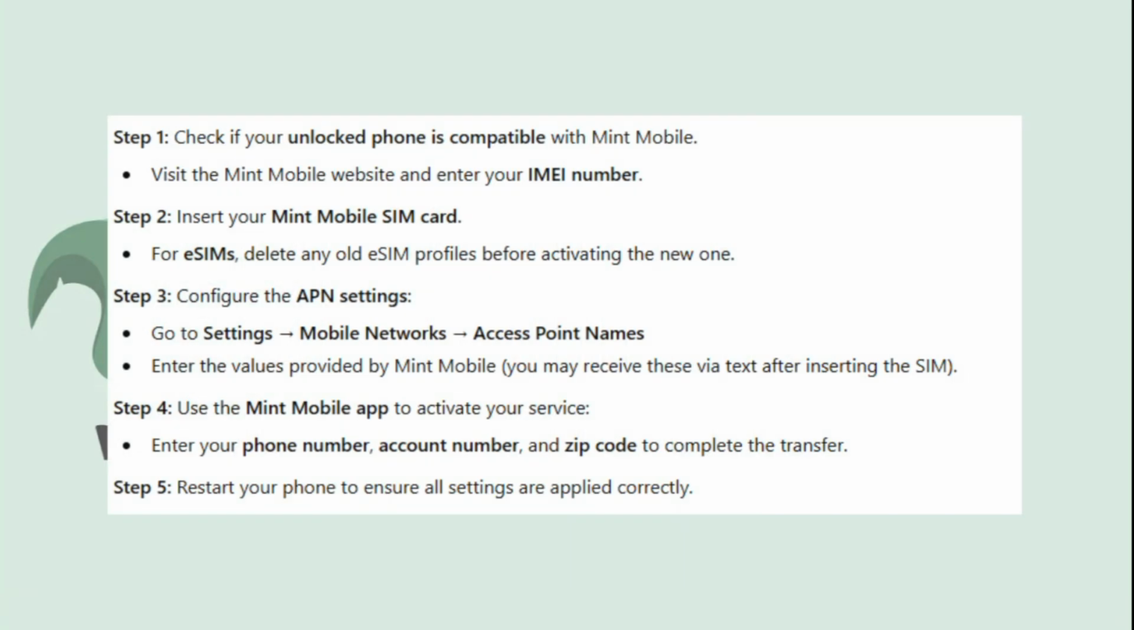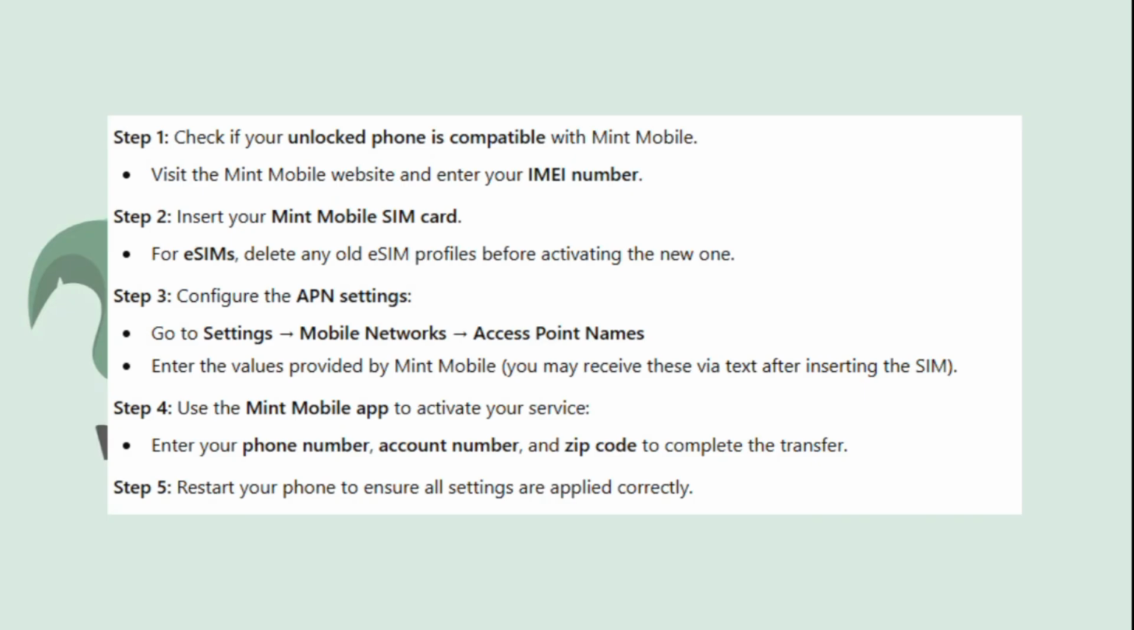First, check if your unlocked phone is compatible with Mint Mobile. Visit the Mint Mobile website and enter your IMEI number. Then insert your Mint Mobile SIM card. For eSIMs, delete any old eSIM profiles before activating the new one.